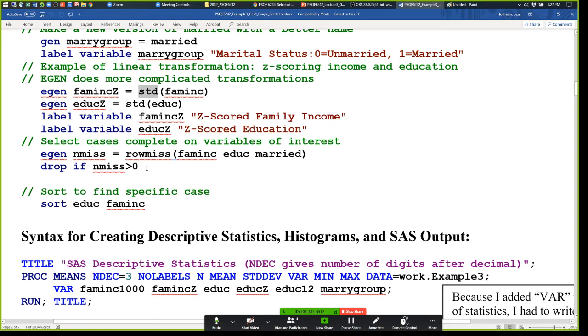And then last but not least, this part. It's an analog to the nmiss function in SAS. It's called rowmiss. It's creating a new variable called nmiss that holds the number of missing values, and then telling it to delete those rows if the number of missing is greater than 0. You guys are not going to have to worry about missing values, okay? I promise. I'm not going to add that additional layer of complexity.